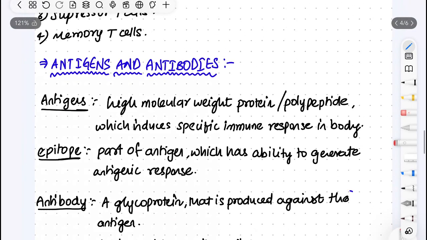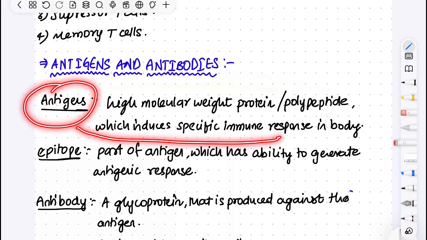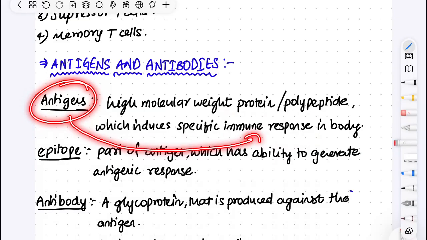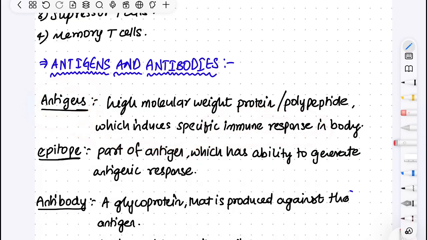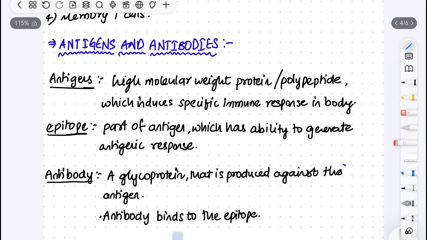Now, what is an antigen? Antigen is a high molecular weight protein or polypeptide which induces specific immune response in our body. So from this, what can we conclude? Antigens are responsible for the production of immune response in our body. Now, what is an epitope? See, these definitions are just for a basic idea to have clarity on the concept.